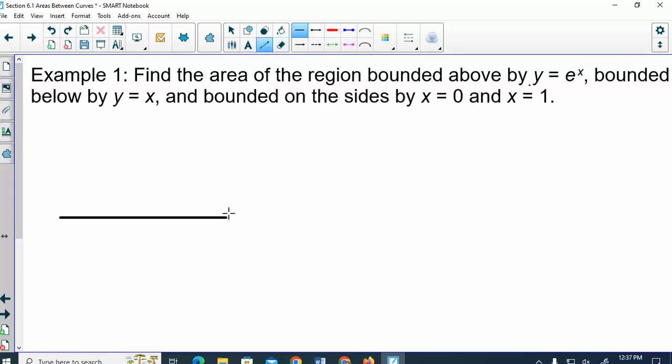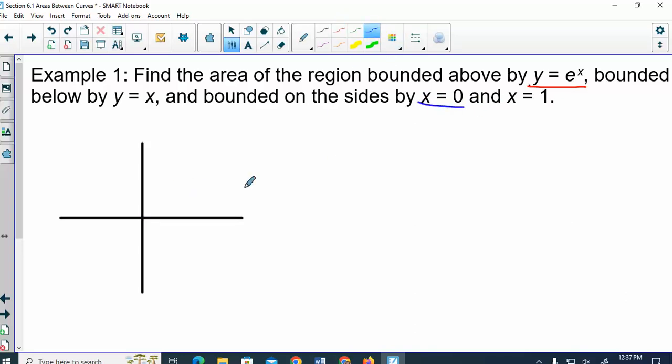So I'm going to start out with an xy. Okay. First thing I need to graph y equals e to the x. We are starting at x equals 0 and ending at x equals 1. So x equals 0 is here, x equals 1 is here. So we're just going between those two x's. Or you could think of those as like vertical lines. Okay, it's going to tell me where to start and stop.